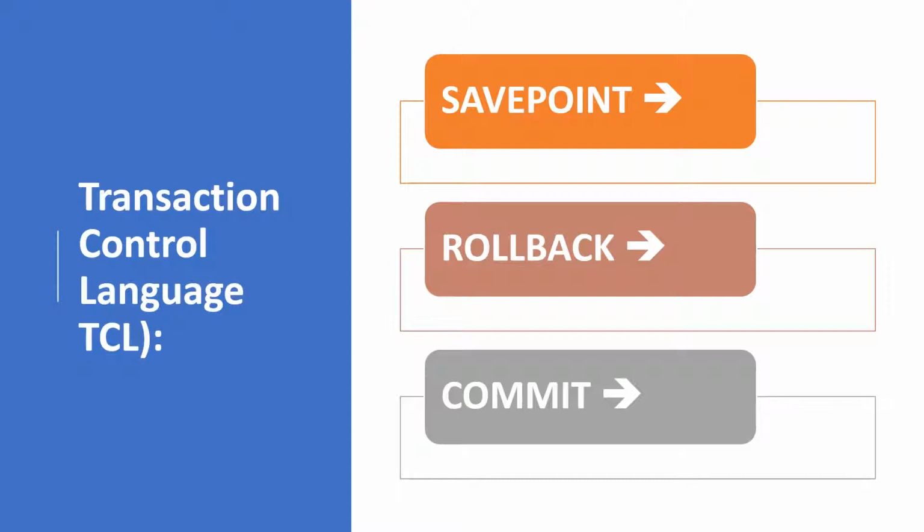Savepoint names and marks the current point in the processing of a transaction. With the rollback to statement, savepoints undo part of the transaction instead of the whole transaction.